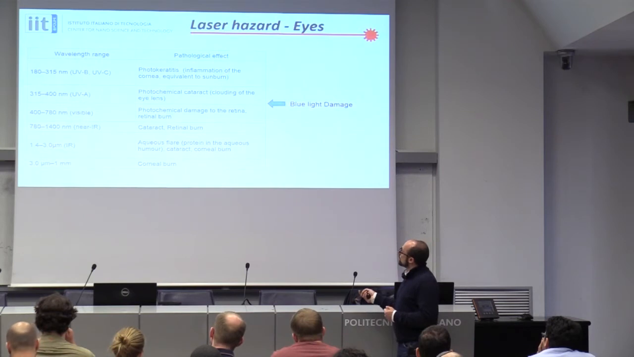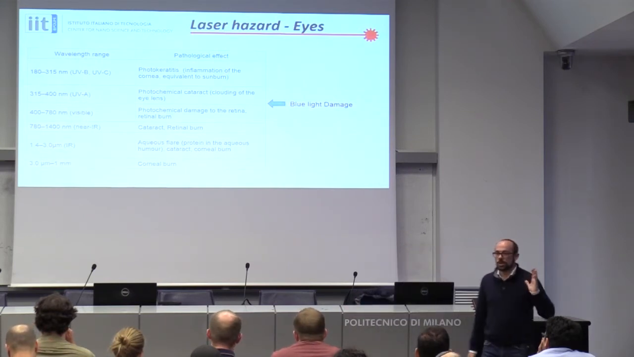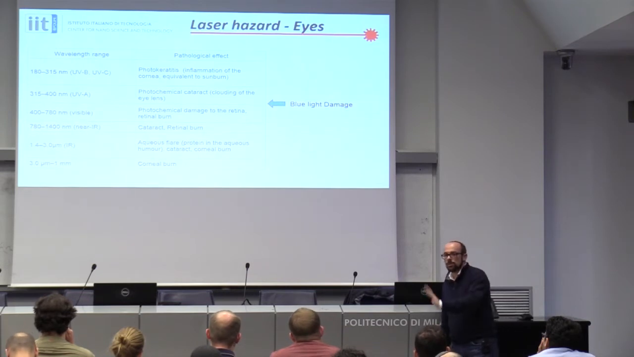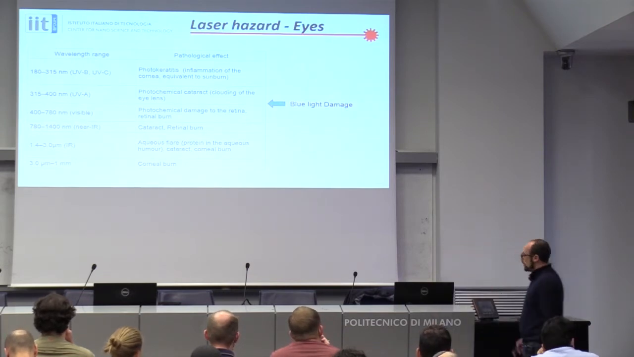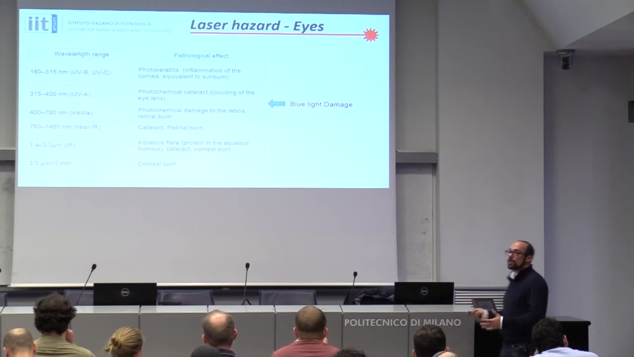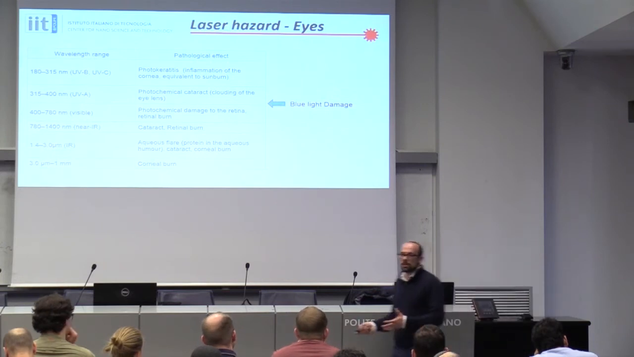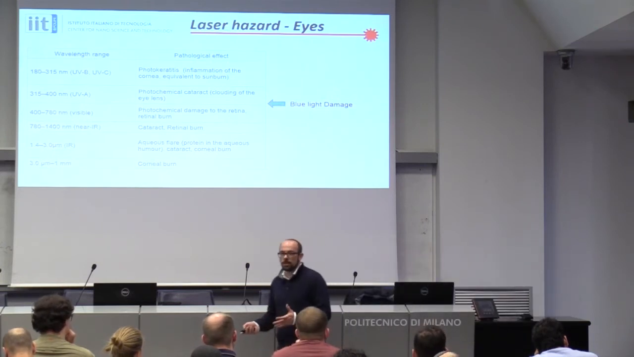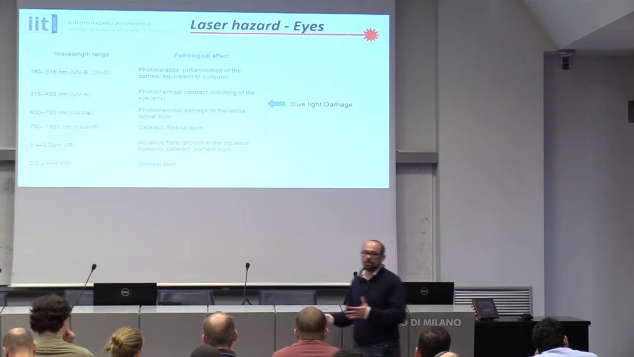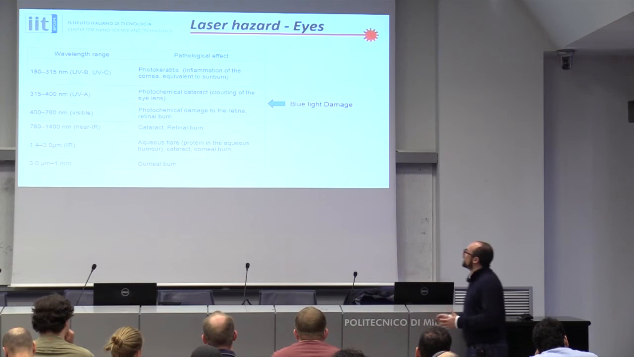Then in this range, you go back to the cornea, actually. So the penetration depth is going to reduce when you go further in the IR. Of course, if you use a 1 kilowatt CO2 laser, then probably your issue is not only about the cornea, because it's maybe used to cut metal or something like that. So then it's going to be a bigger issue, okay?